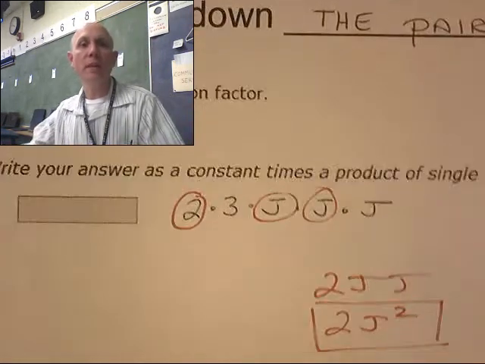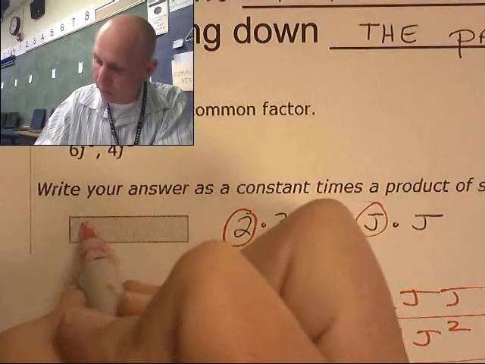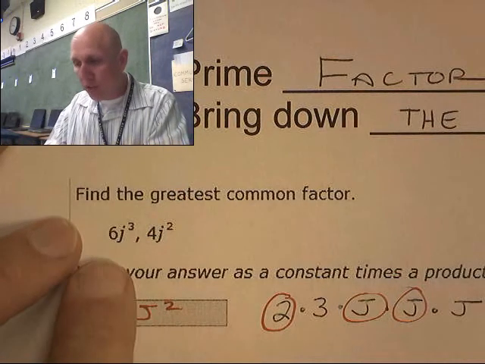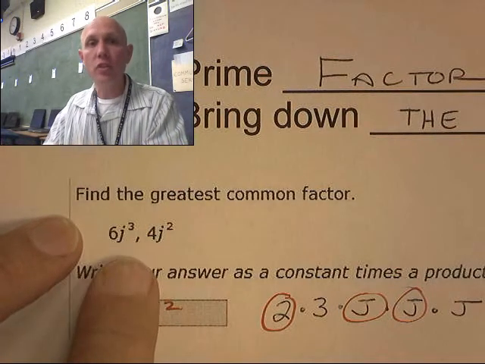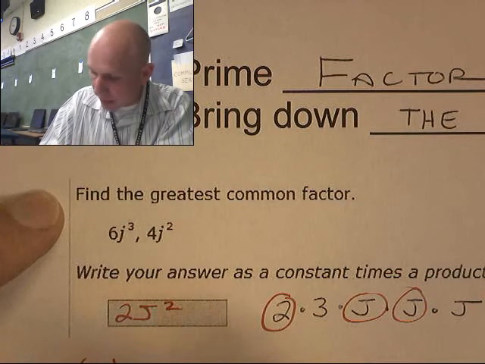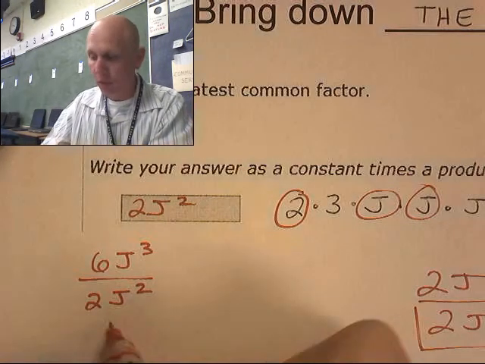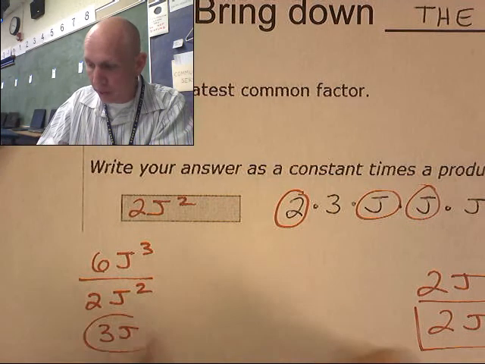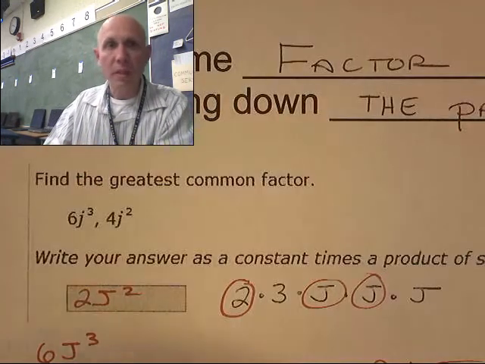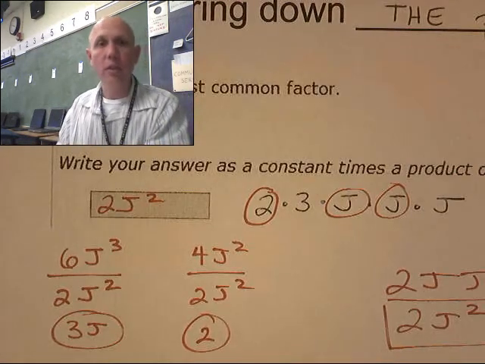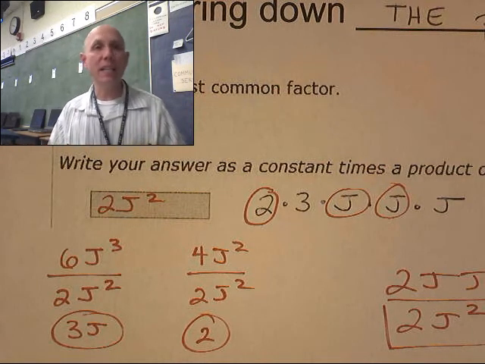What does that mean? It means that 2j squared can divide into 6j to the third. If I write 6j to the third over 2j squared, this will simplify down to what? 3j. It means that if I go 4j squared divided by 2j squared, that just becomes 2. It means that they divide in nicely with no remainder.